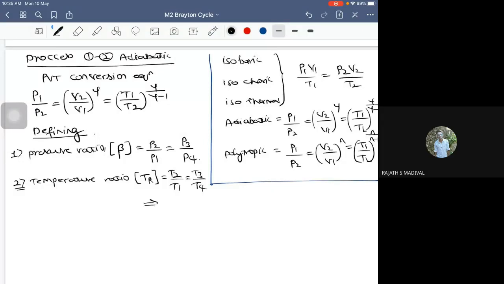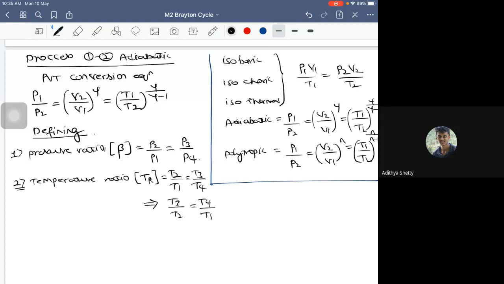From this, can I just write, replacing now T3 by T2, T3 by T2 equal to T4 by T1? Can I write it as such? Any problem in writing this? I have just replaced the numerators with denominators.